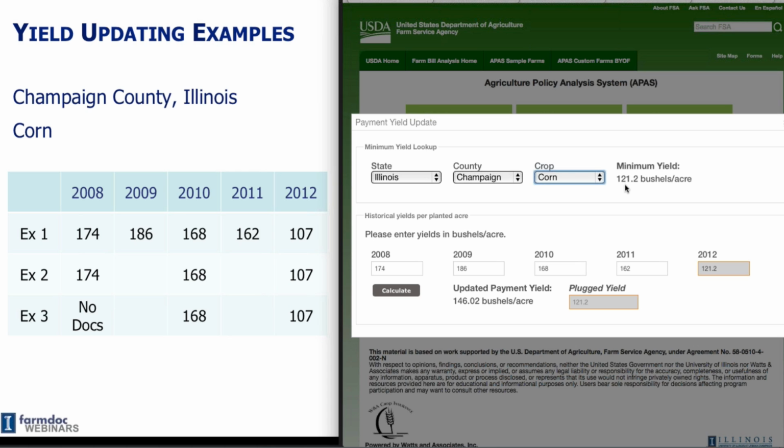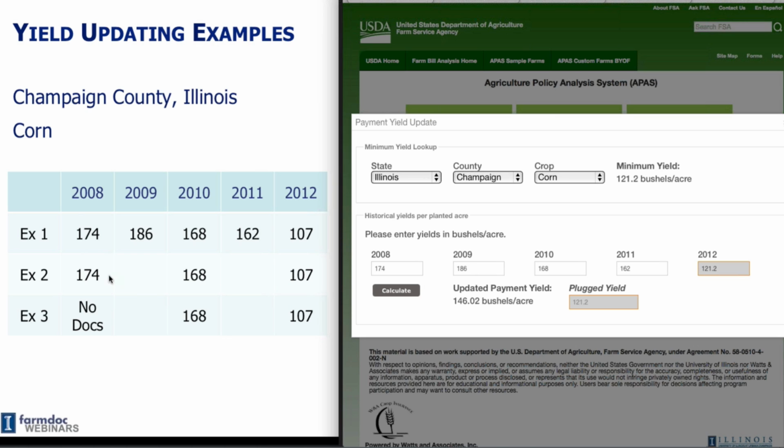As Gary selected Illinois, Champaign County, and corn from those drop-down menus, you can see the minimum yield or the plug yield for the payment yield update decision is 121.2 bushels per acre. So if you have a year in your yield history where you planted corn and you had a yield less than that 121.2, the tool will automatically plug that 121.2 number in. So Gary's showing an example of that right now. Yields were 174 bushels in 08, 186 in 09, 168 in 2010, 162 in 2011. Then in 2012 with the drought, this farm had 107 bushel yield, and that number will be replaced by the 121.2 bushel per acre plug yield.